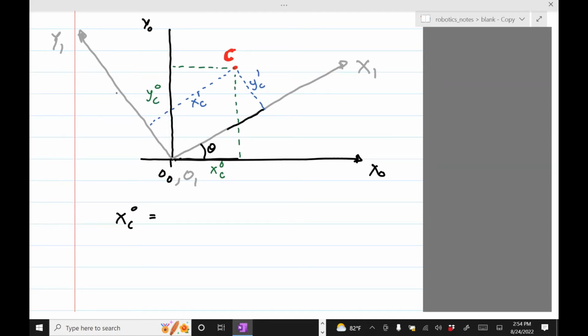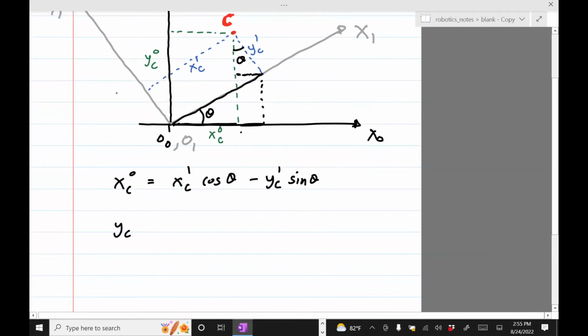So xc is also this distance. So you take the projection of this on the x-axis, that will be xc1 cosine theta. But then you got an extra piece here, and you have to subtract this piece, and that piece is also theta. So it's yc1 sine theta. That's something which I will not write in detail, but you can work it out. So it comes out to be xc0 cosine theta minus yc1 sine of theta.